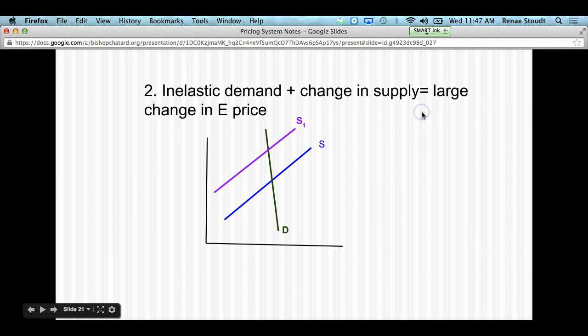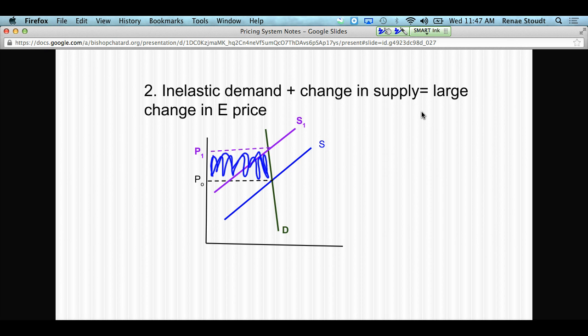Here's my original equilibrium price. Here's my new price, and I know that it's slightly crooked. Sometimes my slides don't cooperate with me. Okay, but look at this. Look how much my price changed. This is the amount that the price changed just because that supply curve moved.